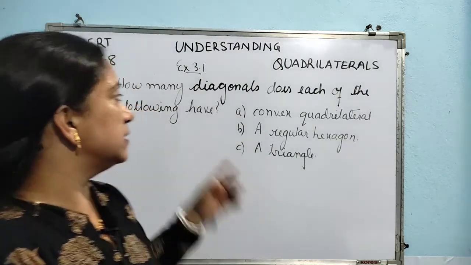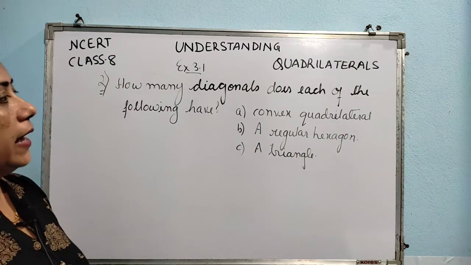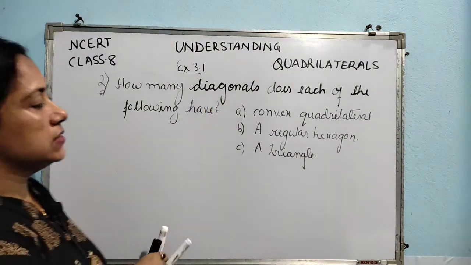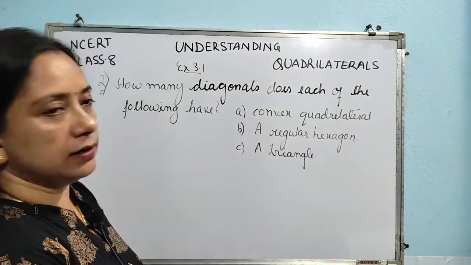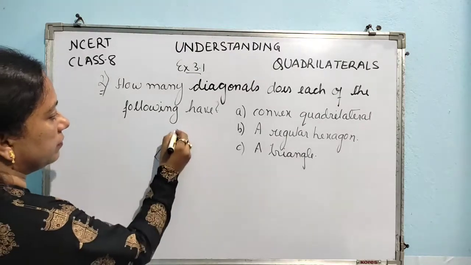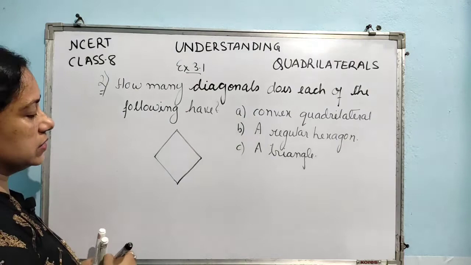So students, here is the second question. How many diagonals does each of the following have? First is a convex quadrilateral. Now all of you know what a convex quadrilateral is. We have discussed it many times, isn't it? So this can be a convex quadrilateral.